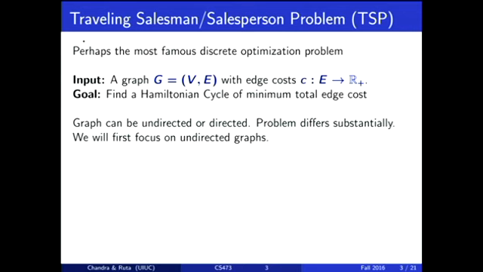You're given a graph. For now, we'll assume it's an undirected graph. We'll also later on consider directed graphs. So I give an undirected graph, and each edge has a cost. Okay? And what do we want?